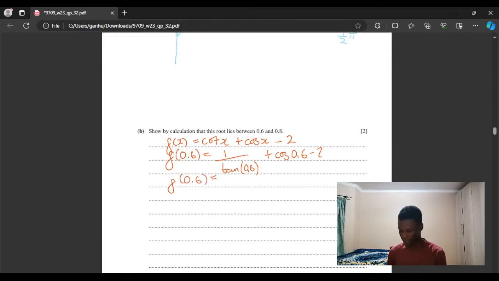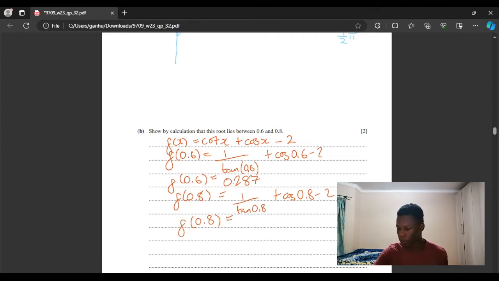Make sure that you're in radians since our interval for this question was given in radians. That's 1 over tan of 0.6 plus cos 0.6 minus 2. That gives us 0.287. And let's evaluate f of 0.8, which is equal to 1 over tan 0.8 plus cos 0.8 minus 2. Let's punch that into our calculator. We get negative 0.332.